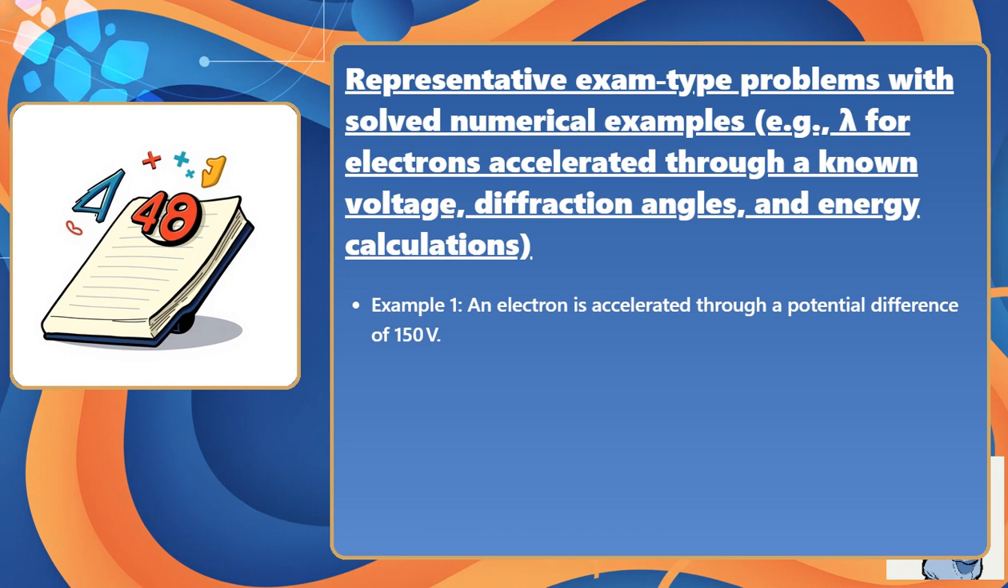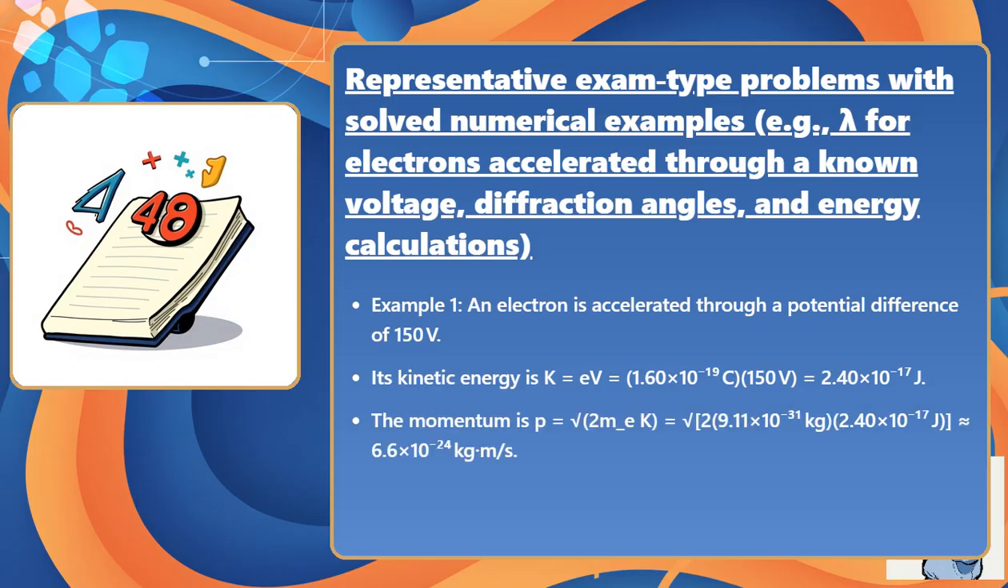Example 1. An electron is accelerated through a potential difference of 150 volts. Its kinetic energy is K equals eV equals 1.60 times 10^-19 coulombs times 150 volts equals 2.40 times 10^-17 joules. The momentum is p equals the square root of 2mK, equals the square root of 2 times 9.11 times 10^-31 kilograms times 2.40 times 10^-17 joules, approximately 6.6 times 10^-24 kilogram meters per second.